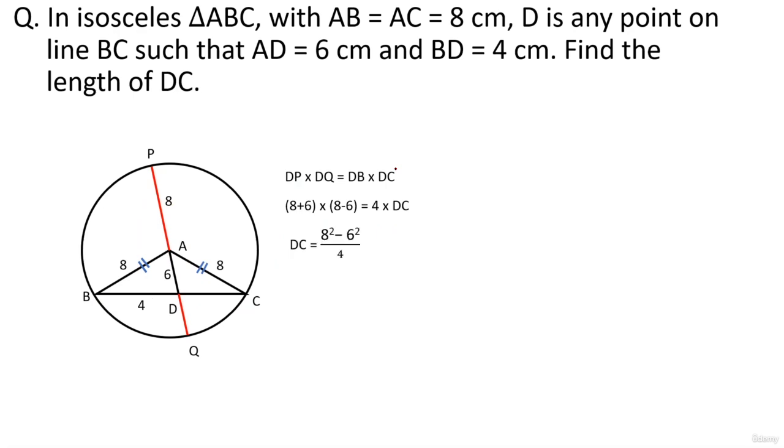अब सिर्फ एक ही unknown है यहाँ पे DC, which is 8 square minus 6 square, 64 minus 36 is 28 by 4. The answer is 7 centimeters, right? अब आपने तो बोला बहुत सारा long cut हो गया, shortcut कैसे होगा, right?